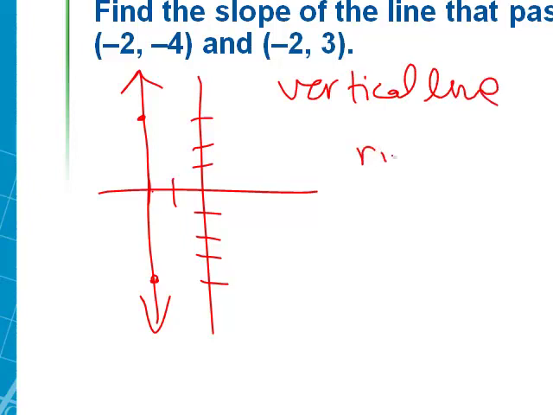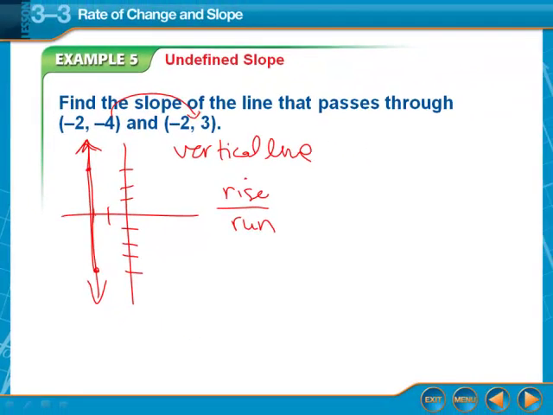Let's talk about rise and run here also. How much does this rise? Well, it's constantly rising. It keeps going up and keeps going up and keeps going up and keeps going up. If we look at our numbers this time, we happen to go from -4 to +3. That is a rise of 7. But this time, take a look at your run. From -2 to -2, it has no run. It's a run of 0.